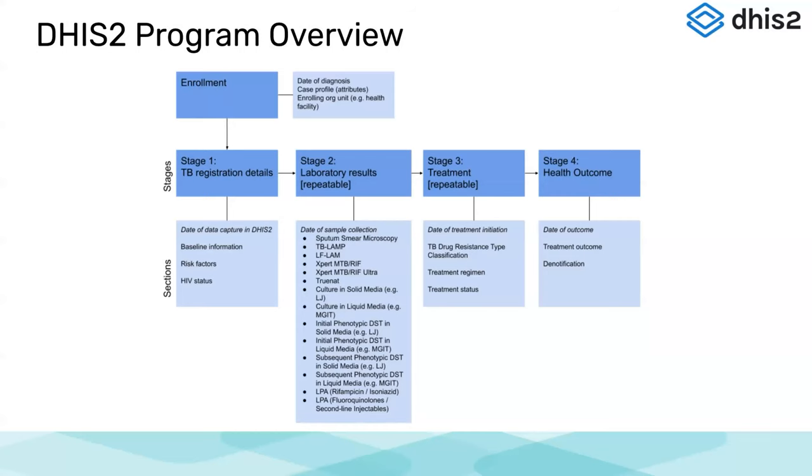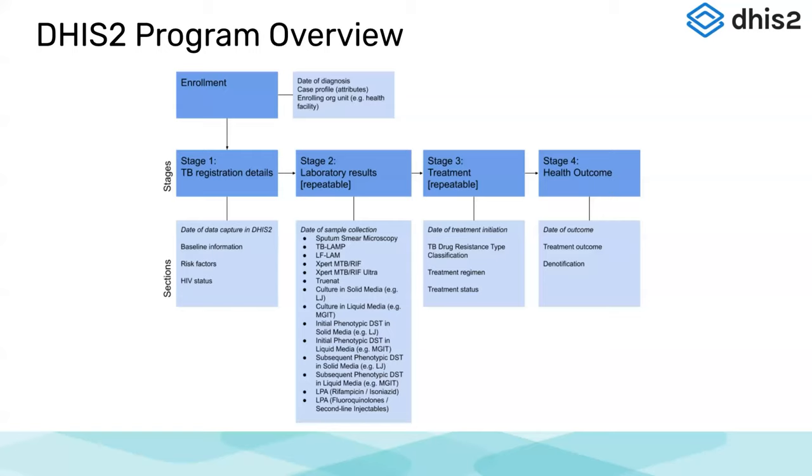Here's the overview of the program. Following the enrollment, which captures the necessary attributes and the enrolling facility, we move to the TB registration details, where we capture the baseline information on the patient, the risk factors, and the HIV status. There's a very extensive laboratory stage, which is repeatable for each sample that is tested in the lab. As you can see, the list of available tests is long. And I will get back to the setup and the configuration in the next slide.